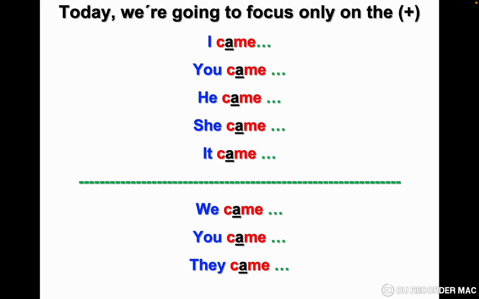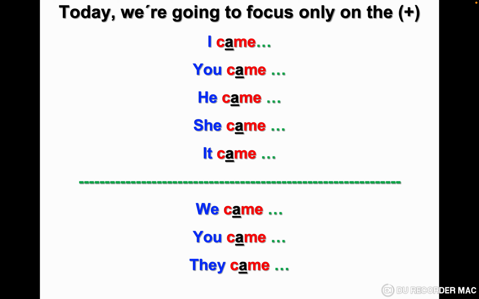You should remember this information that is very important in English. So came and wanted, the past tense of the verb, we use just in the positive. In the negative, we don't use it. In the question, we don't use it. We use just the infinitive.